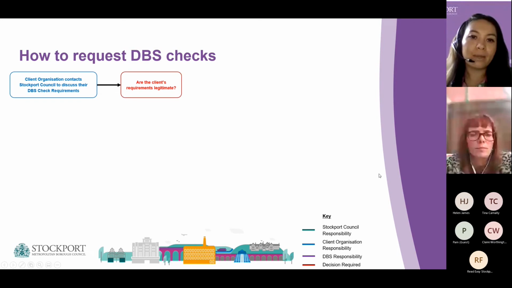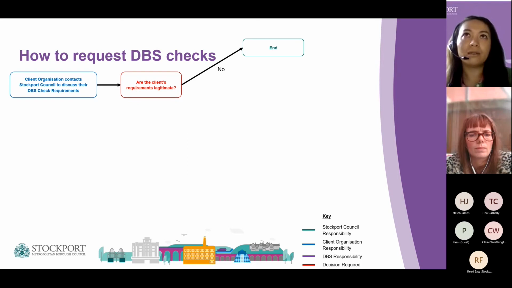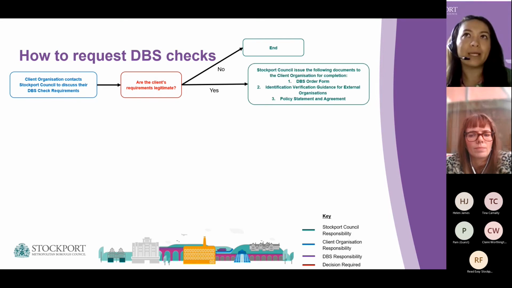The thing that we need to check is whether the client's requirements are legitimate. So are you entitled to request that level of check, or a check at all? If you're not, then we cannot process a check for you. If you are, and we're happy with that, then we will send over our order form, our list of ID documents that we accept, and our policy statement and agreement.